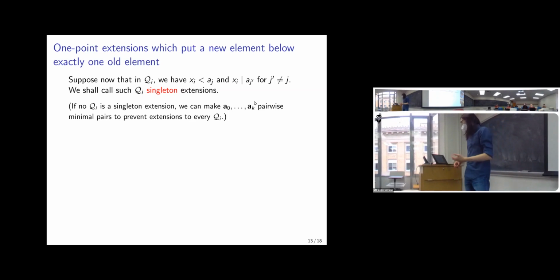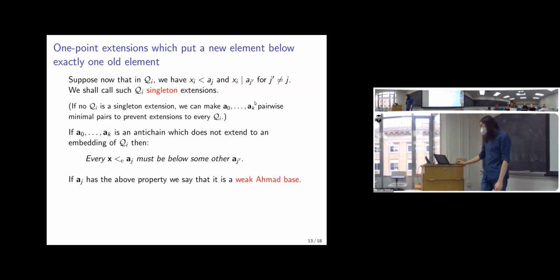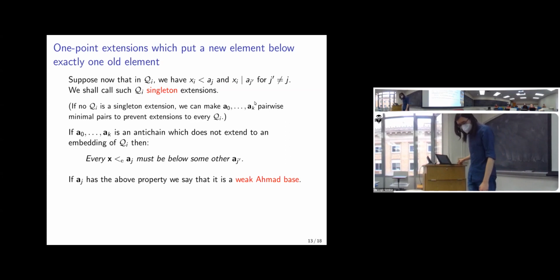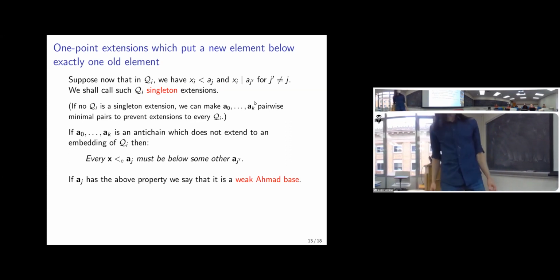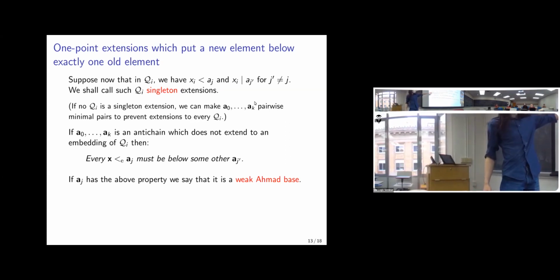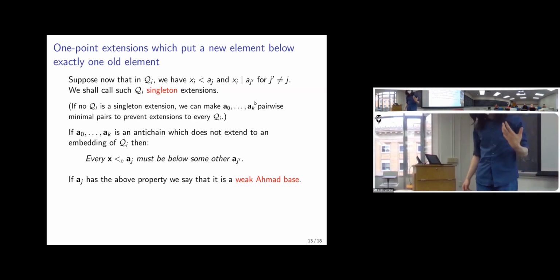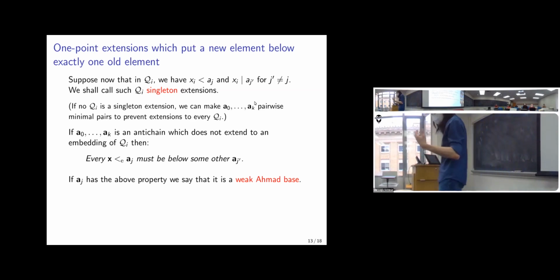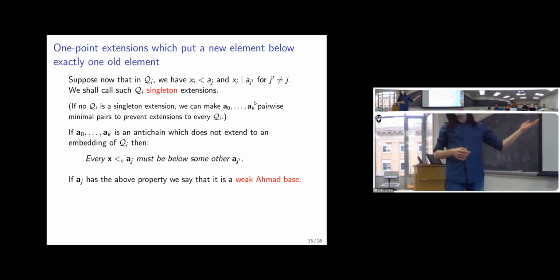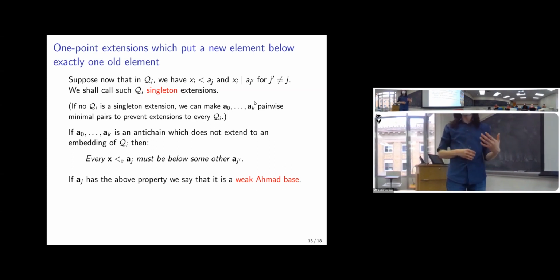Now, what if there are singleton extensions? How do we deal with them? If we have some anti-chain that doesn't extend to an embedding of Qi, then what does that say? That means that everything that is strictly below aj must be below some other aj prime. Because if it were not below any other aj prime, then it would be an embedding of Qi. And hopefully this looks familiar, because this is exactly the kind of thing that's happening in Ahmad pairs.